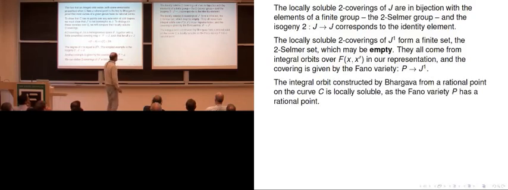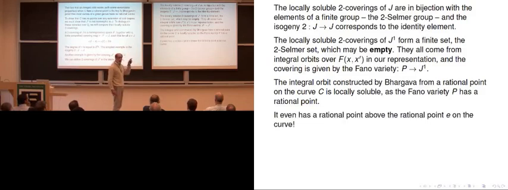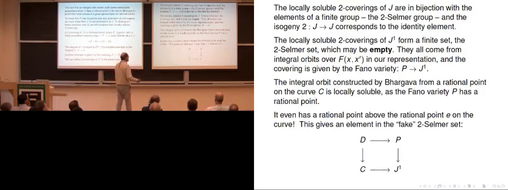Okay? Now, the integral orbit that Manjul constructed from a rational point on the curve, this canonical thing, is certainly locally soluble because it has a rational point. If it has a rational point, it has points over all completions. But it's better than that, because, as I said, it has a point over the rational point on the curve. And if you look at this nice diagram where I have these 2 maps, this is the Abel map, this is the 2 covering coming from a pencil of quadrics, and I take their fiber product, right? I get a 2 covering of the curve C, namely a 1-dimensional subvariety of this Fano variety consisting of all the points in the Fano variety, which when you map to J1 land in C. That's what the fiber product is, right?